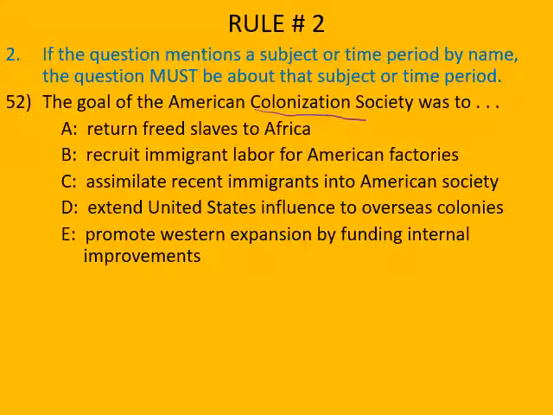Which one sounds wrong? Well, assimilate recent immigrants into American society. That doesn't sound like we're colonizing, so maybe we eliminate that. Any guesses, by the way, while we're out there? Okay. Promote westward expansion by funding internal improvements. Infrastructure, that doesn't seem to make as much sense because we're not colonizing America because we already have it, so we can eliminate E. So that leaves us with D, B, and A.